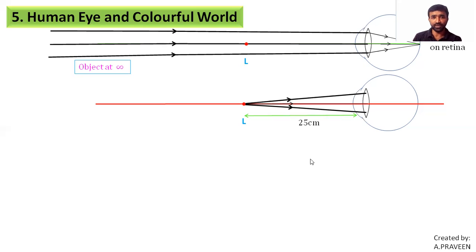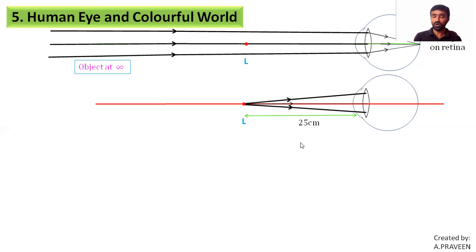Where will be the image? The person is assumed unable to see, the object is not visible. So in this case, the image is not on the retina. Okay, not on the retina. I got it. But will it be before the retina or beyond the retina?